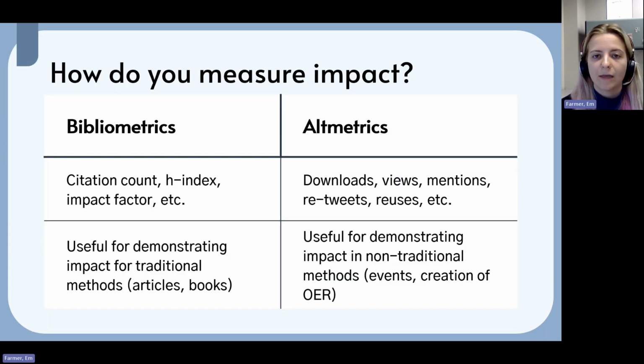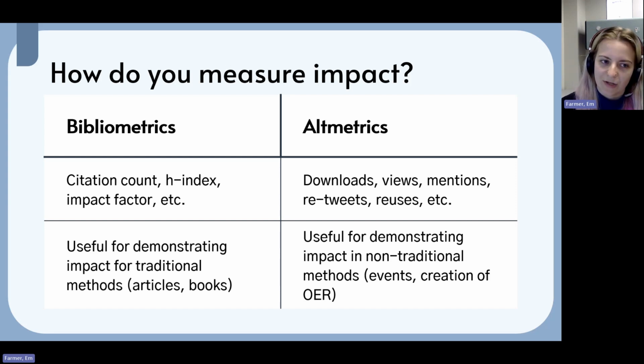So there's two main ways of measuring research impact, bibliometrics and altmetrics. Bibliometrics are the traditional method. They've been around a while. This is the H-index, the citation count, the impact factor, etc. And it's very useful for demonstrating impact with traditional methods or in traditional mediums like articles or books.